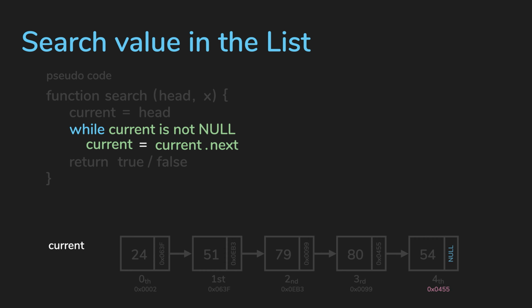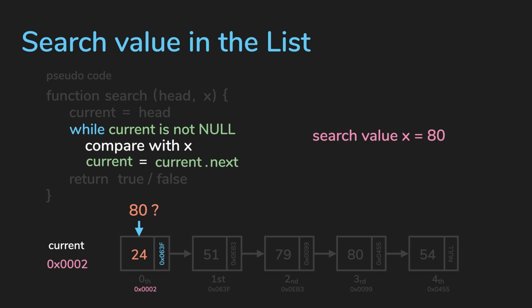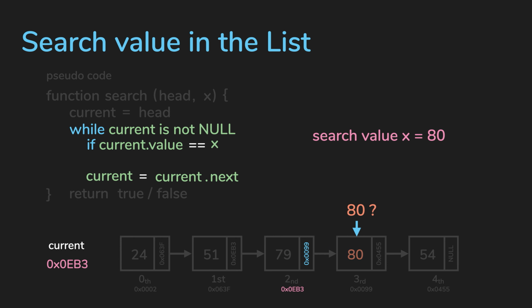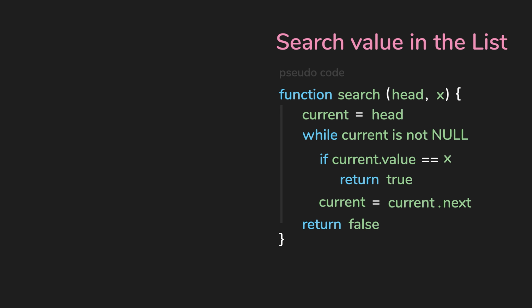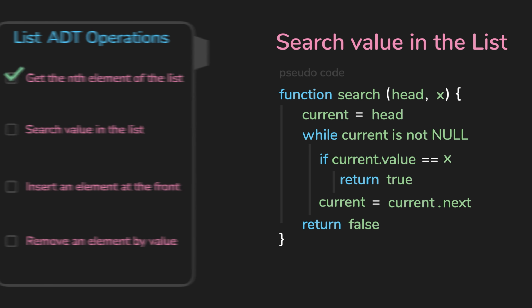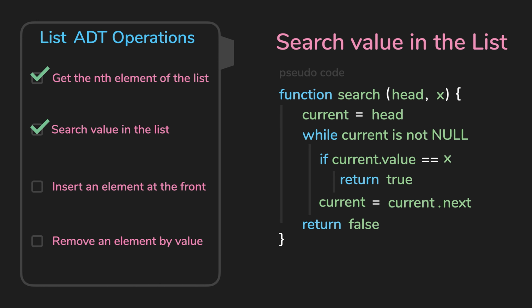So we need a while loop that loops until the end of the list. But this time, we compare the input parameter x to the value of current. So if there is a match, we will return true, and all the other cases, including not being able to find a match, will be returning false. So that was how we implement a search by value operation for the list ADT with the linked list data structure as implementation.